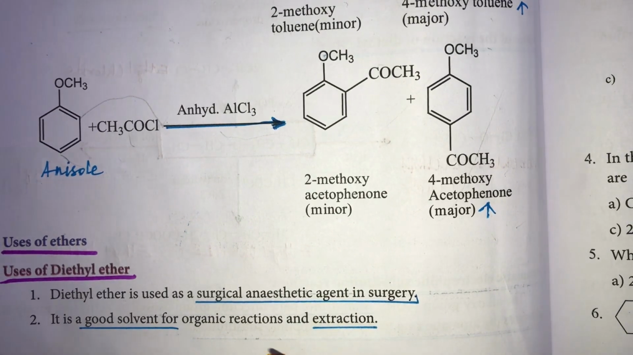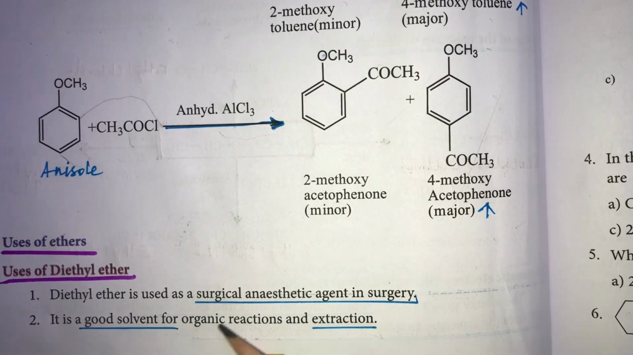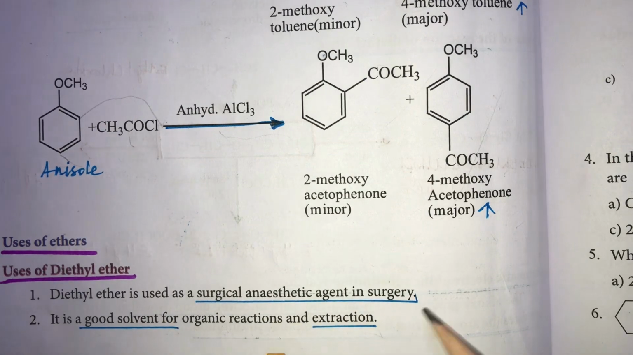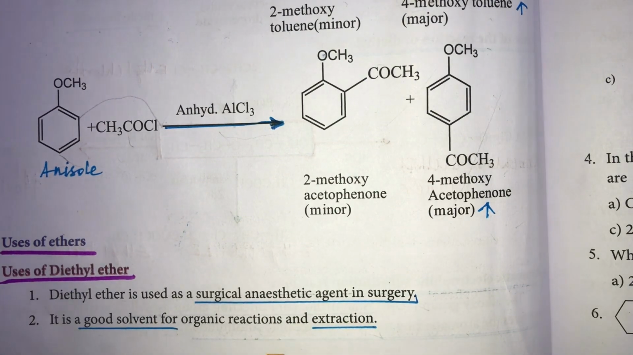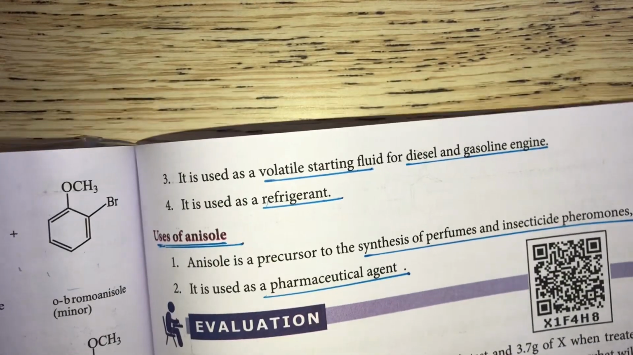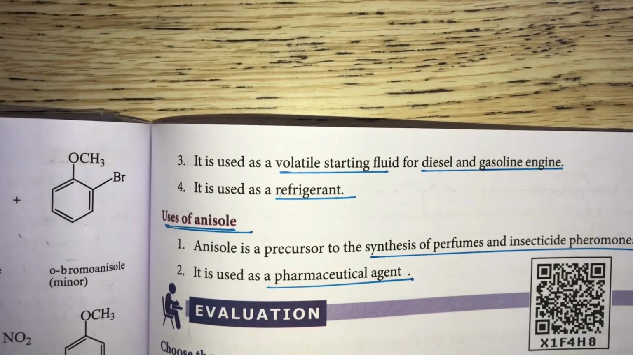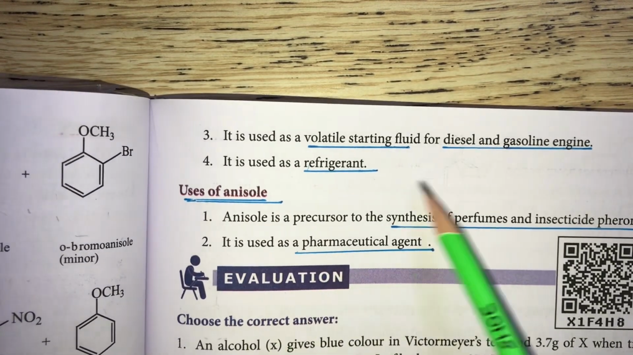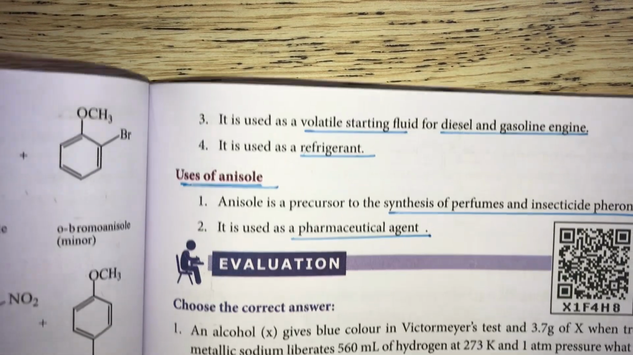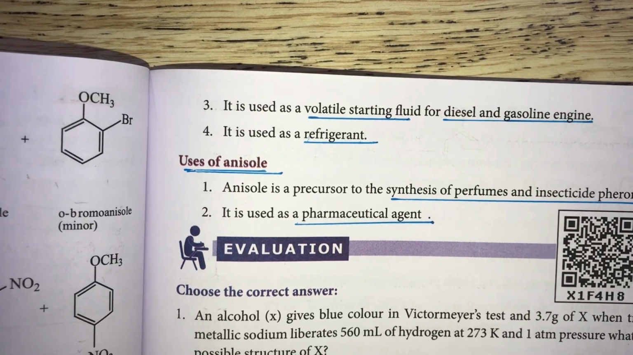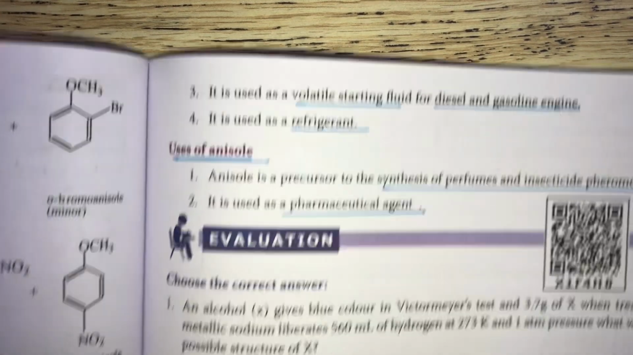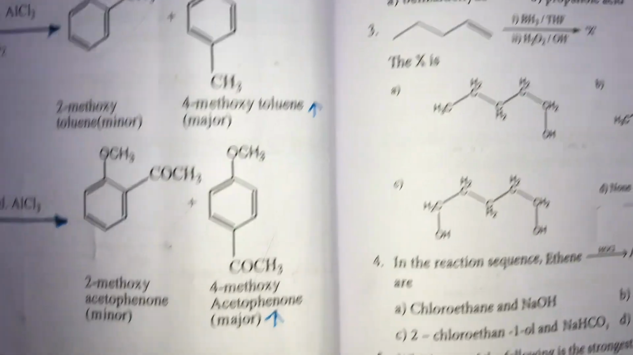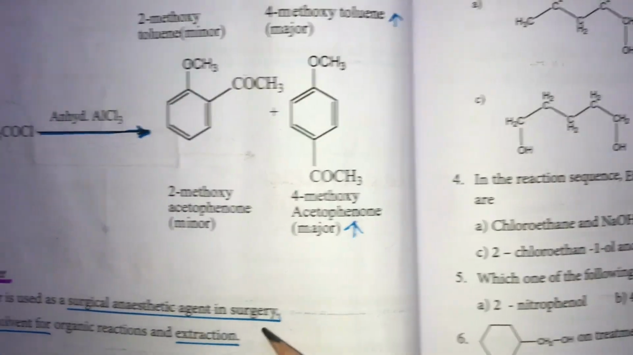Uses of ether, uses of diethyl ether. Diethyl ether is used as a surgical anesthetic agent in surgery. It is a good solvent for organic reactions and extraction, and it is also used as a volatile starting fluid for diesel and gasoline engines. It is used as a refrigerant. These are all the uses of diethyl ether or aliphatic ether. If asked what the uses of aliphatic ether are, you have to write these.